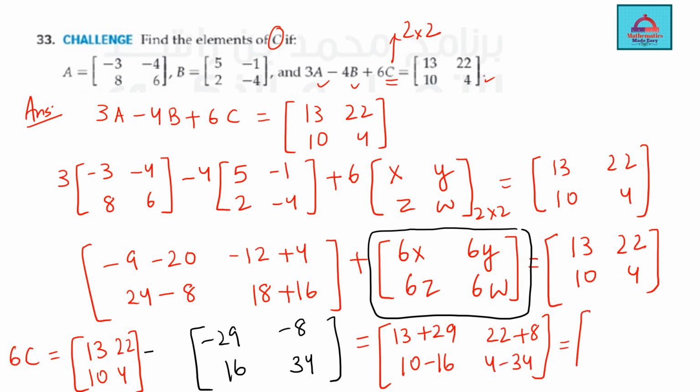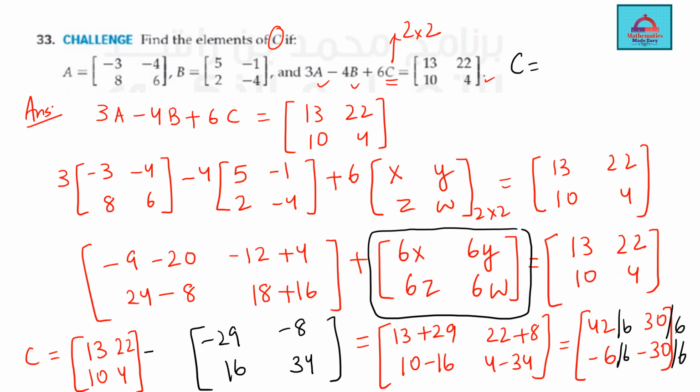So again, we'll simplify it a little bit more. This gives us 13 plus 29, which is 42. This gives us 30, minus 30, and minus 6. Now all of these entries will be divided by 6 so that we get the matrix. Because I have less space, I'm going to divide it here only. So divide by 6, divide by 6, divide by 6.